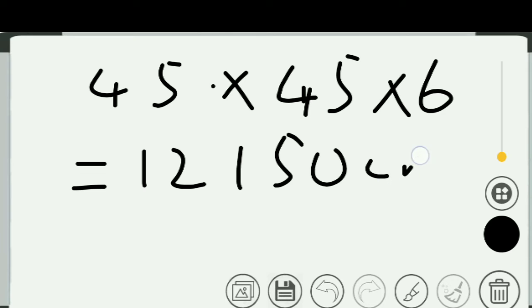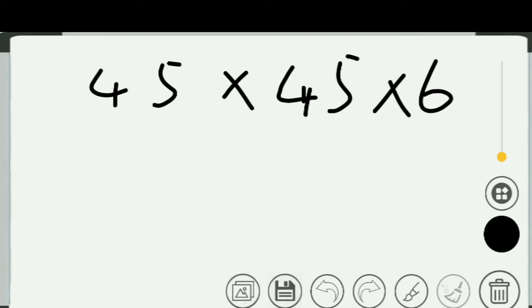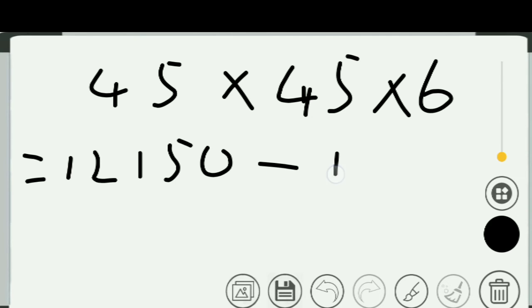12,150 centimeters squared. Let me make space, which equals 12,150 centimeters squared. So now we minus 1,125.